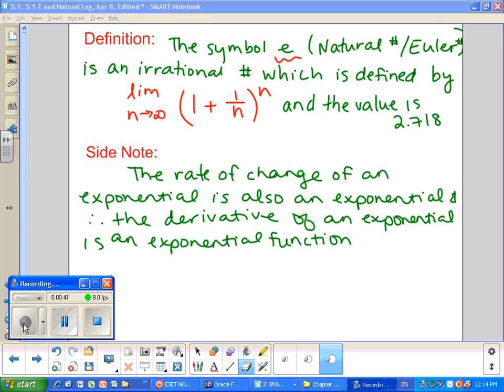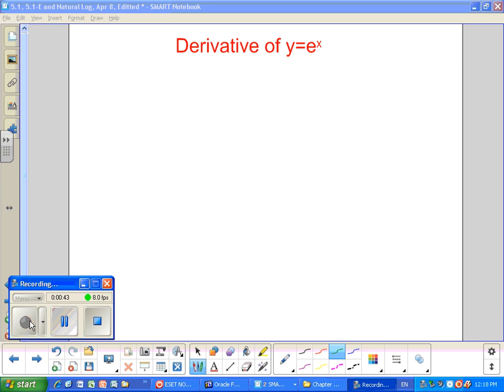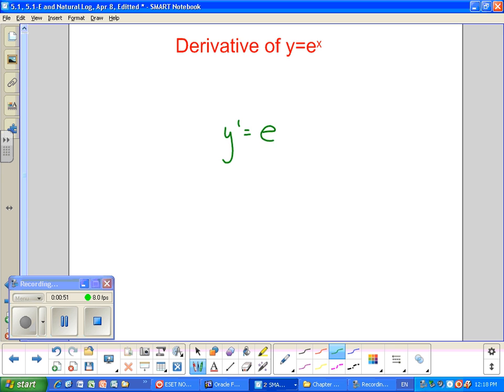Here's the definition of what e is. All right, so if we have to say what the derivative of e to the x is, look how awesome this is. The derivative is e to the x.